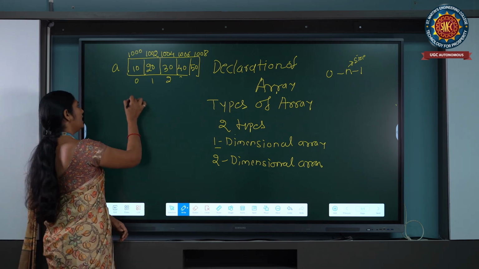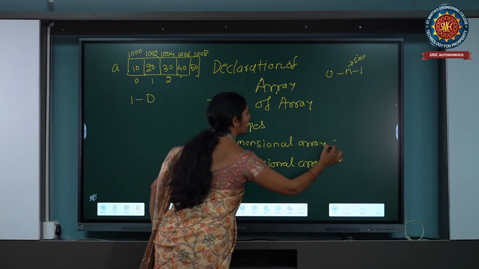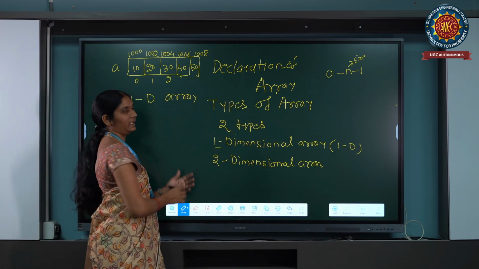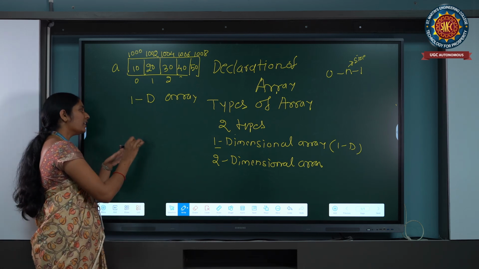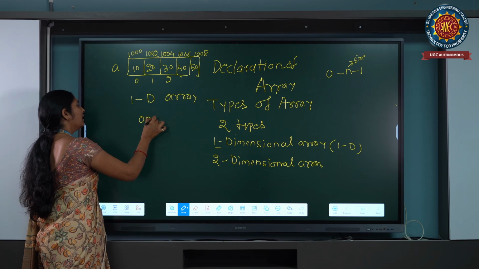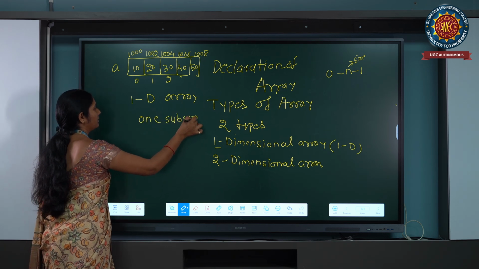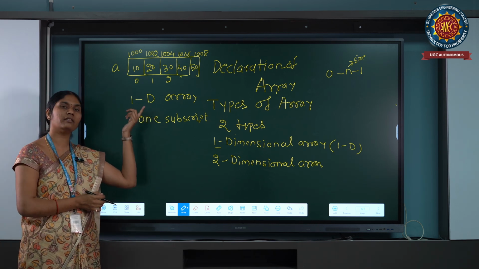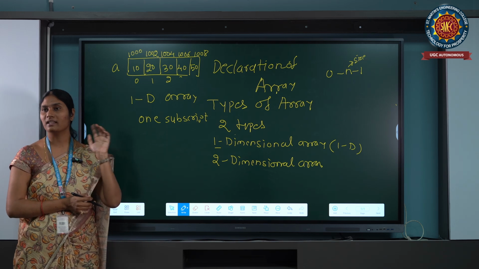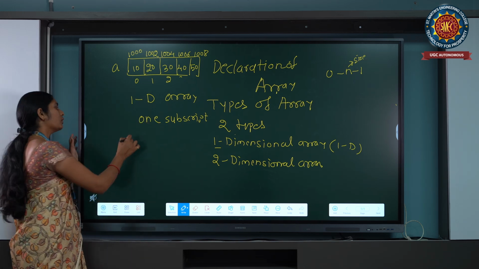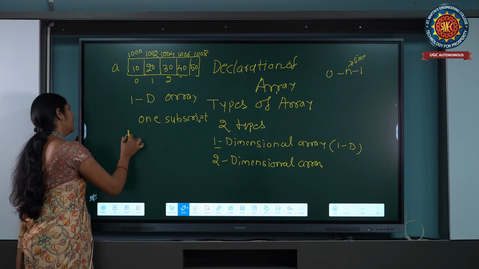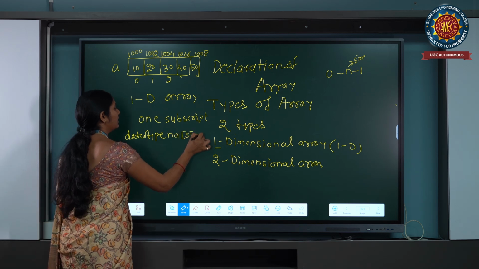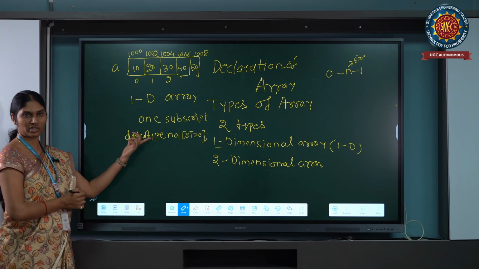Now before that, we will learn about the one-dimensional array. Suppose we want to declare a one-dimensional array, or we can call it a 1D array. In a one-dimensional array, we use one subscript operator, or we can call it a single subscript operator. Now suppose I am declaring using this syntax: the data type, the name of the array, and we write the size. This is the syntax for the one-dimensional array.